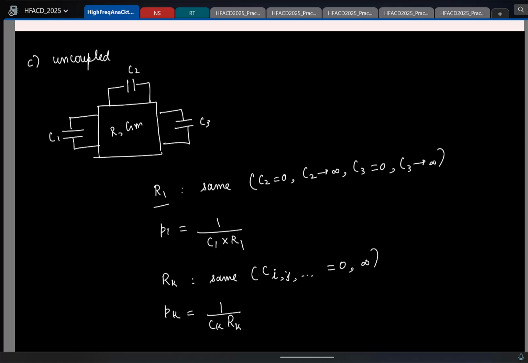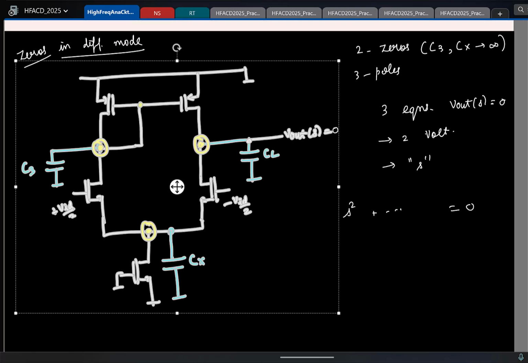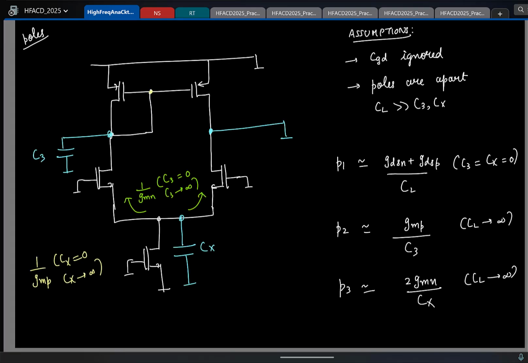Okay, so now let's quickly look back at the 5 transistor OTA calculations. If you recollect, we saw there are actually 3 poles in the network.